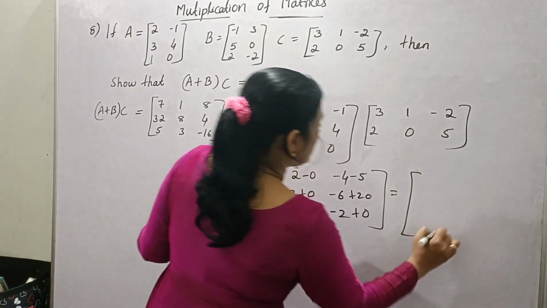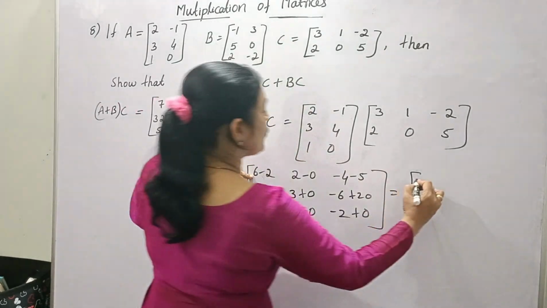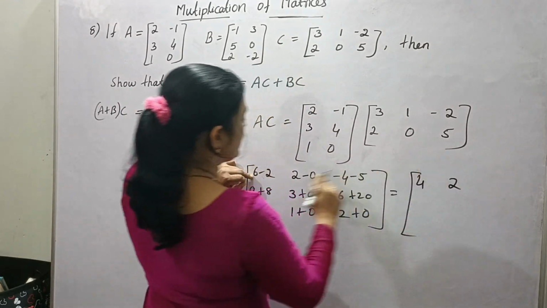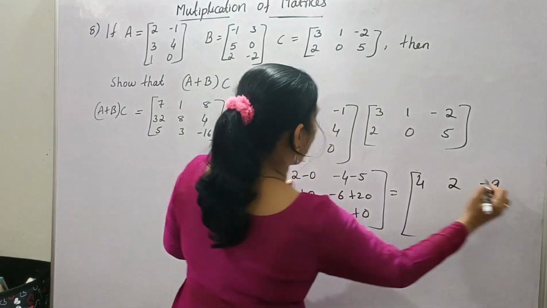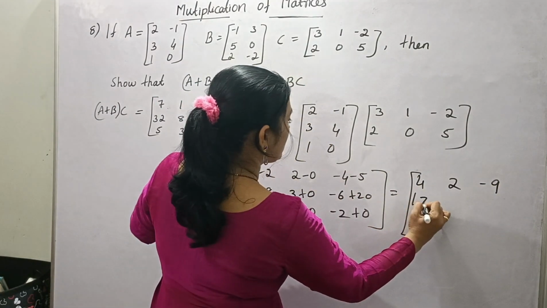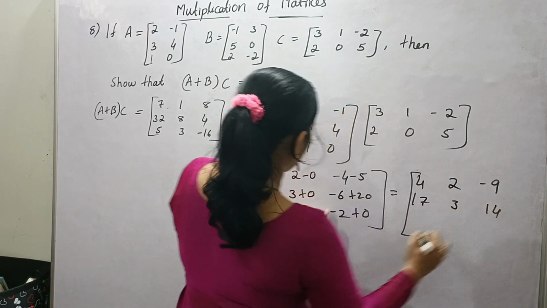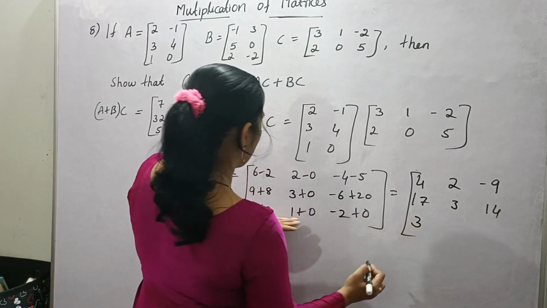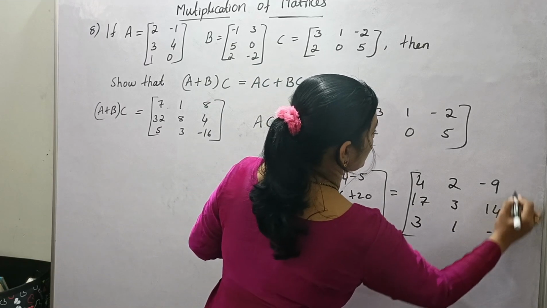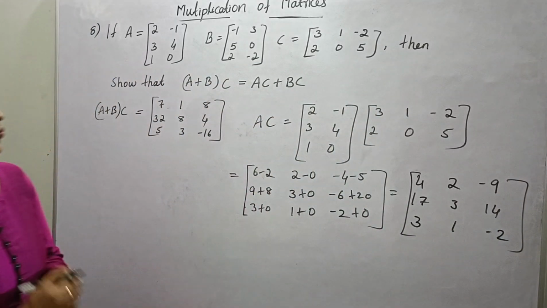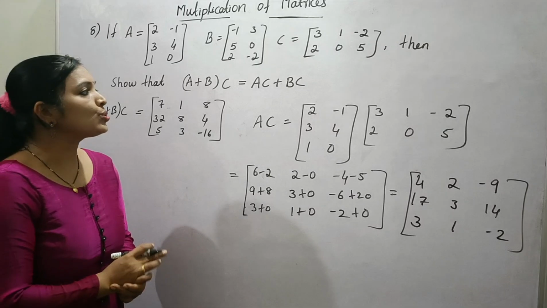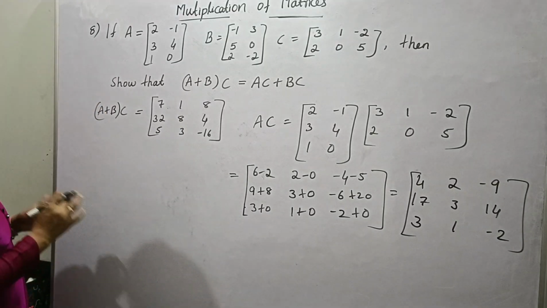That is equal to 6 minus 2, 4. 2 minus 0 is 2, minus 9, 17, 3, 14, 3, 1, minus 2. Okay. Now we have got AC, A into C. Next we need to find BC.